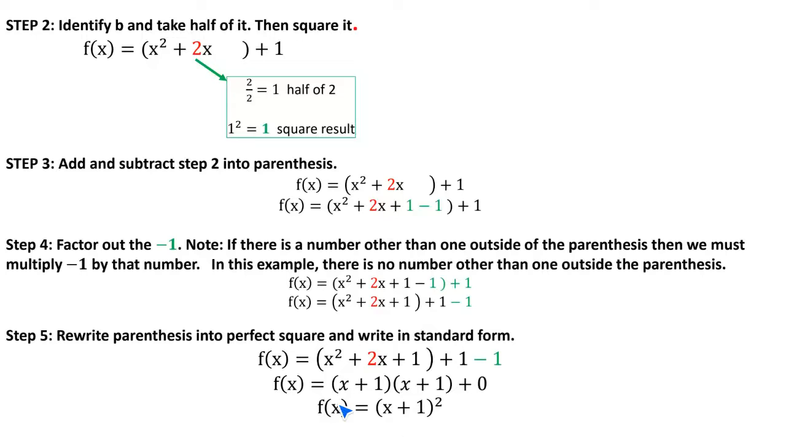So now I have f of x is equal to x plus 1 squared, and that's going to be your standard form. So in this situation, what would be our vertex? Any guesses?